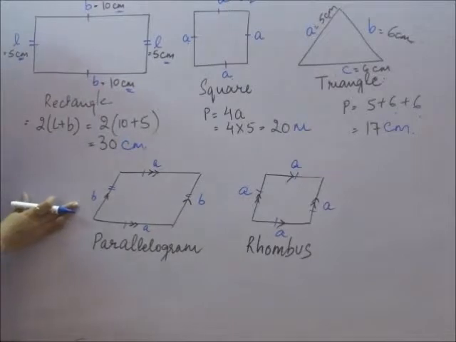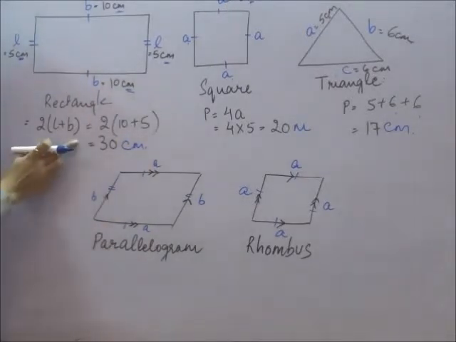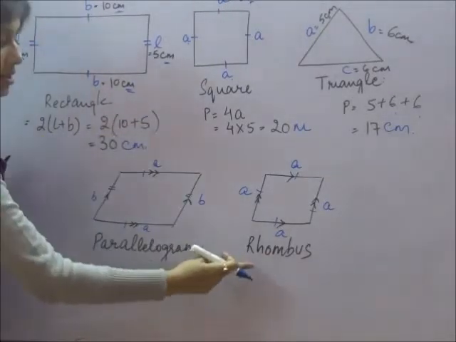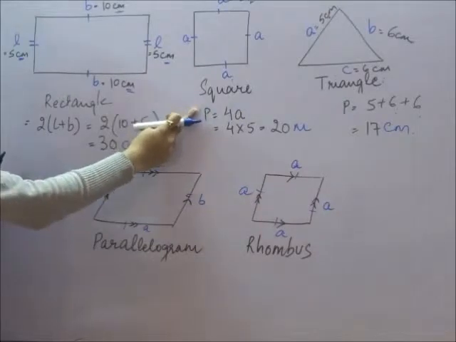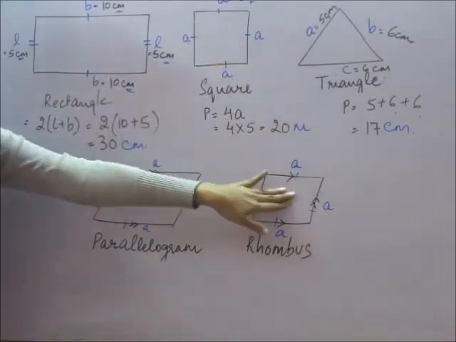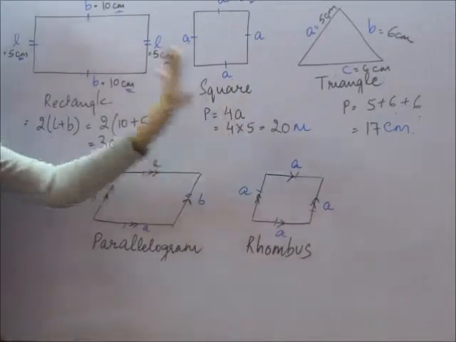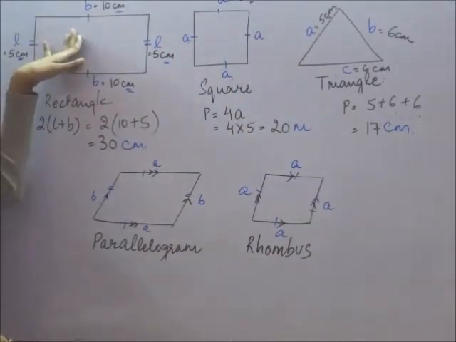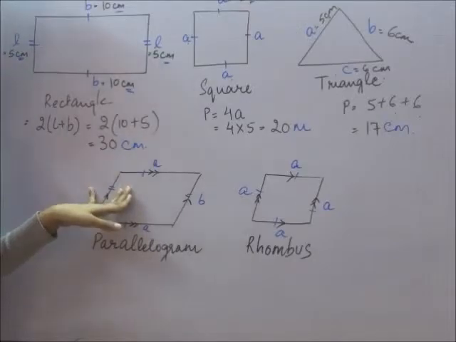Similarly, for a parallelogram we can do it as here, and for a rhombus we can do it as here. The perimeter calculation of a square and a rhombus is the same. The perimeter calculation for a triangle and a parallelogram is the same.